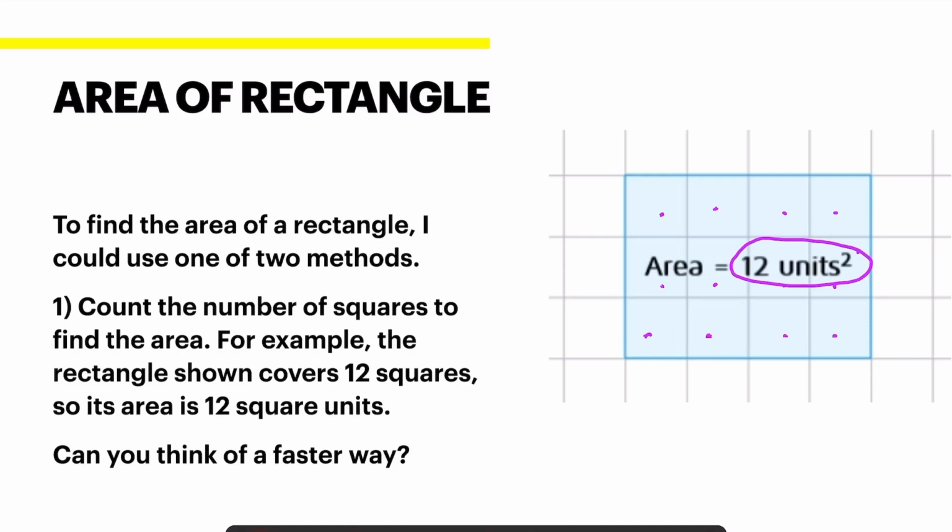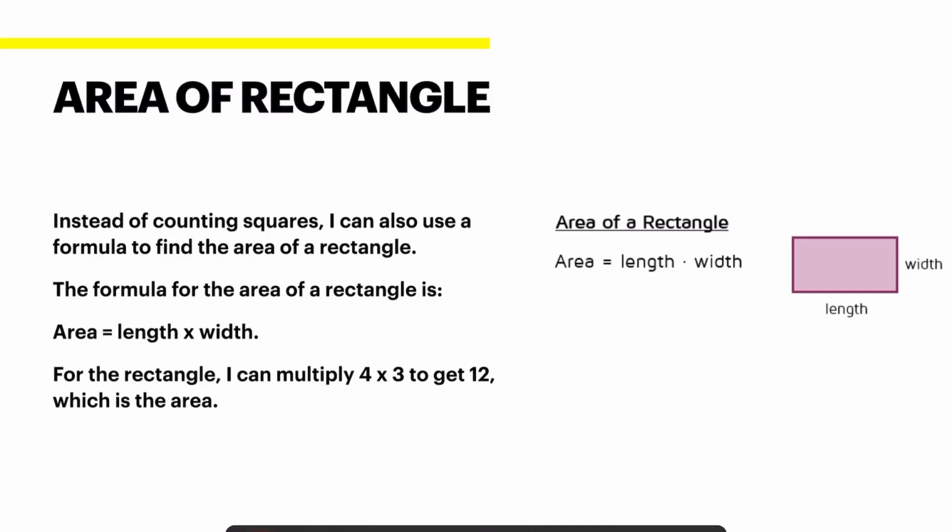But if I were to give you a bigger shape, you'll find that it'll be very troublesome and it will take longer to count more and more squares. Can you think of a faster way? Instead of counting squares, we can also use a formula that we learned back in primary 4, which is area equals length times breadth or width. This is for the area of a rectangle.